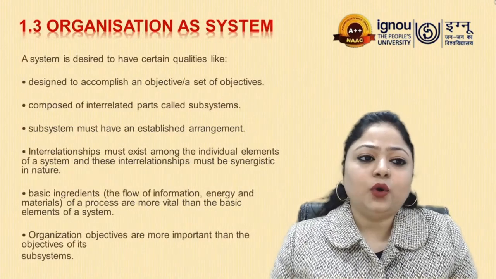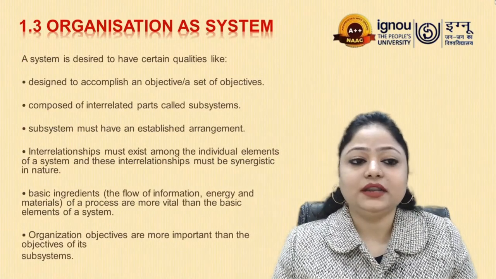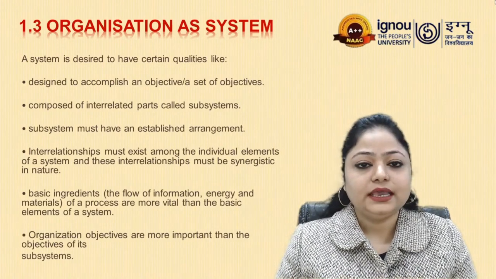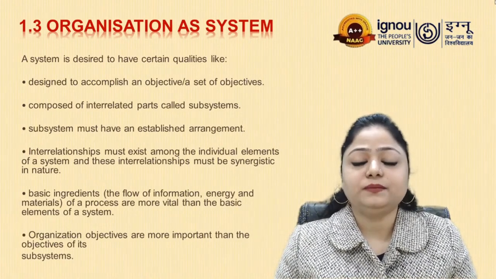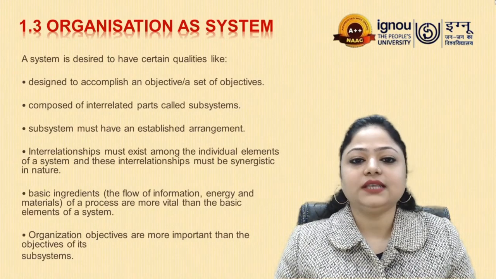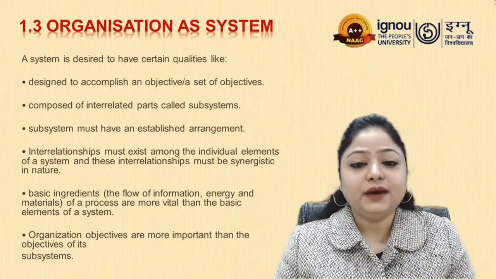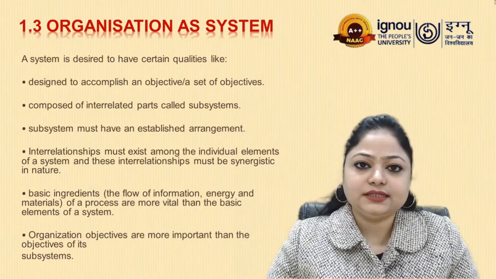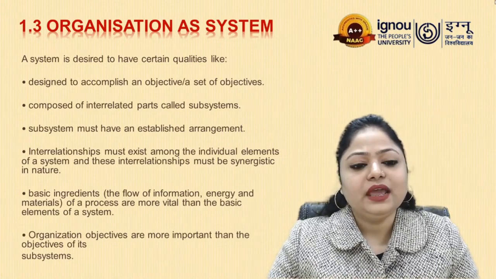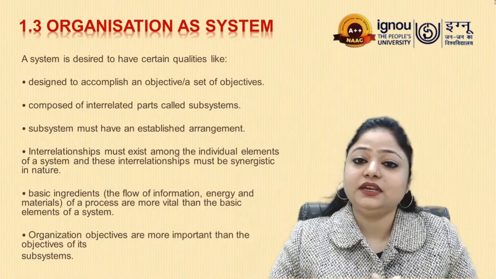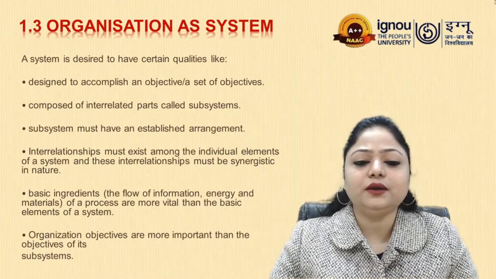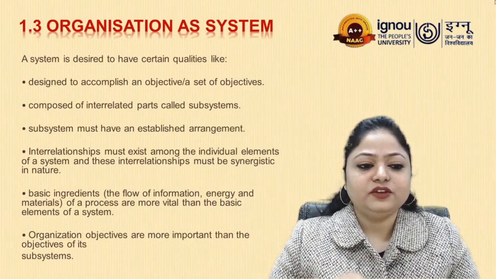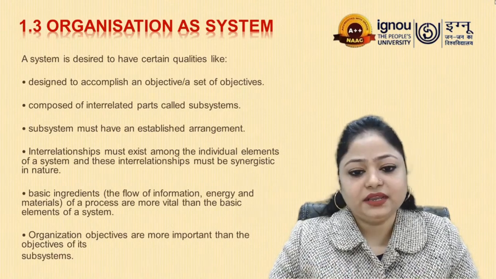Now, other qualities of a system to be called an organization: it is designed to accomplish an objective or set of objectives, and composed of interrelated parts called subsystems, as we have already mentioned in the first and second slides. Then the subsystems must have an established arrangement. Then interrelationships must exist among the individual elements of a system, and these interrelationships must be synergistic in nature. So there should be a sync between all these subsystems to be called a whole system, which we are referring to here as an organization.